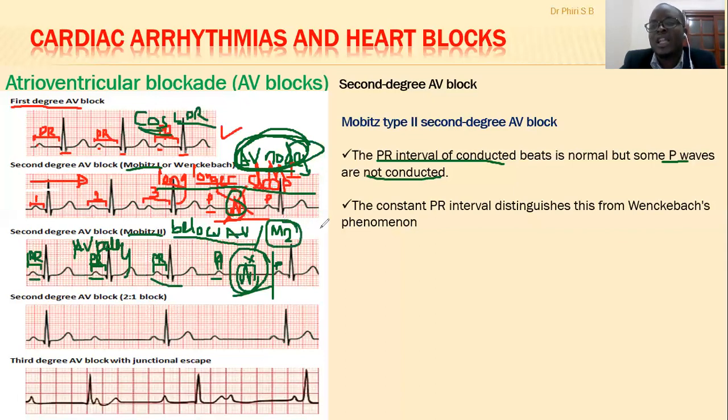Even if you stimulate the vagus nerve, the acetylcholine will have less effect or no effect here as compared to here, because within the AV node you have the M2 receptors that will be affected by the parasympathetics. So this will be affected by the parasympathetics. This won't be affected by the parasympathetics. Then you know these are two different types of Mobitz second degree AV blocks. So you have Mobitz type 1, Mobitz type 2. So we move on.